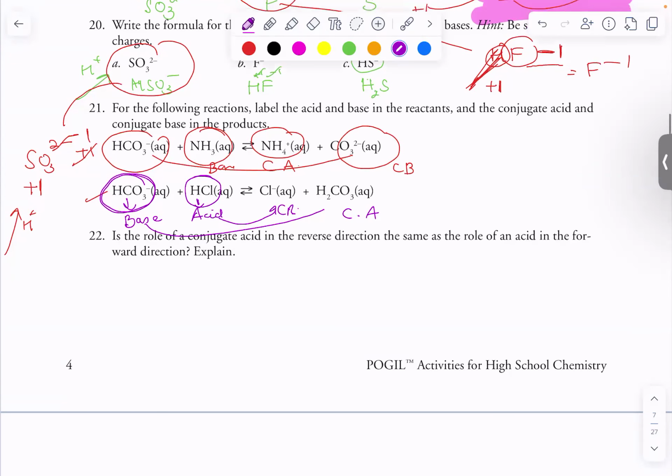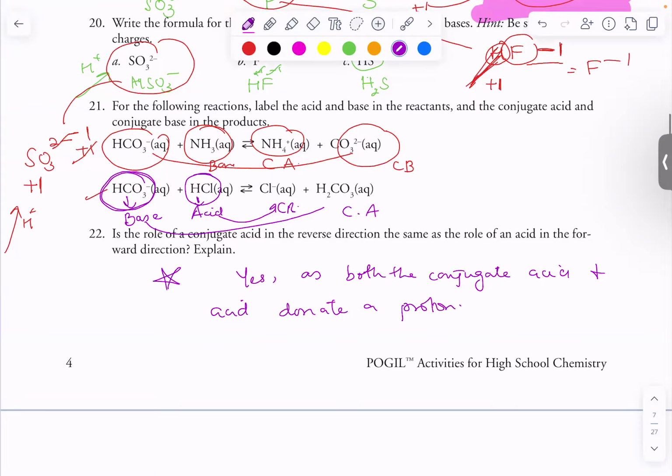Is the role of a conjugate acid in the reverse direction the same as the role of an acid in the forward direction? Yes, it is the same because both a conjugate acid in the reverse direction and an acid in the forward direction donate a proton. Well done. Very well done. Yes, as both the conjugate acid and acid donate a proton.